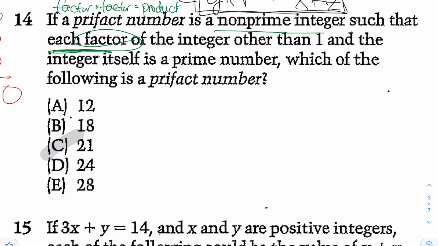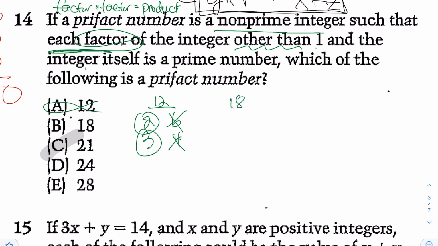So each factor other than 1 is also a prime number. So you must have just prime factors. So basically, do the factoring of each of these numbers. If you take a look at choice A for 12, you can split 12 into, again ignoring 1 and the integer itself, 2 and 6 and 3 and 4. Now 3 is prime, 2 is prime, but 6 and 4 aren't, so they're wrong. So choice A would be incorrect.